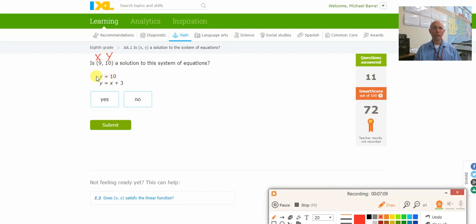Y equals 10. Now notice I only have a y here, so I'm just going to plug in my y. So 10 equals 10. That worked. And 10 equals 9 plus 3. That did not work. So is it a solution? It is not a solution.